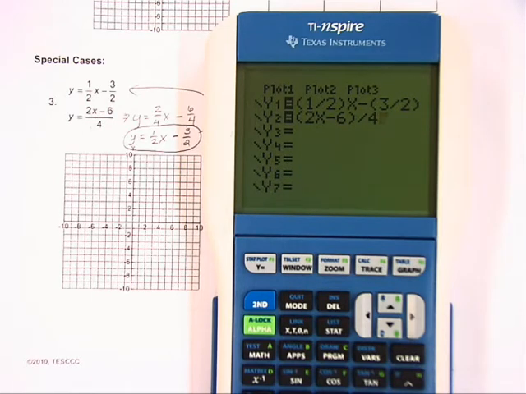Okay, go into your window and make sure that your mins and maxes, your minimum should be negative 10. Your maximum should be 10. So x min should be negative 10. X max should be 10.